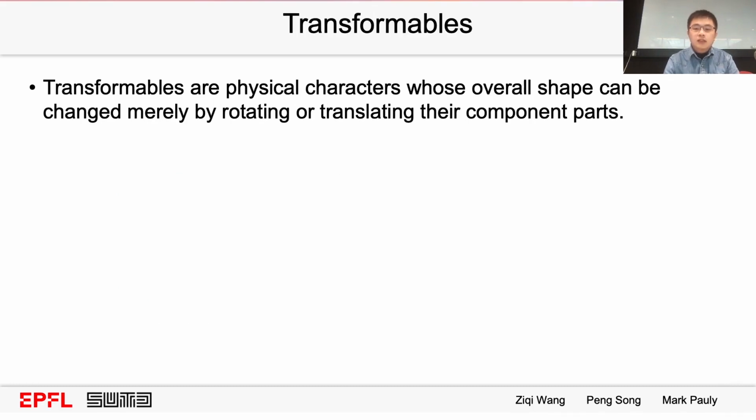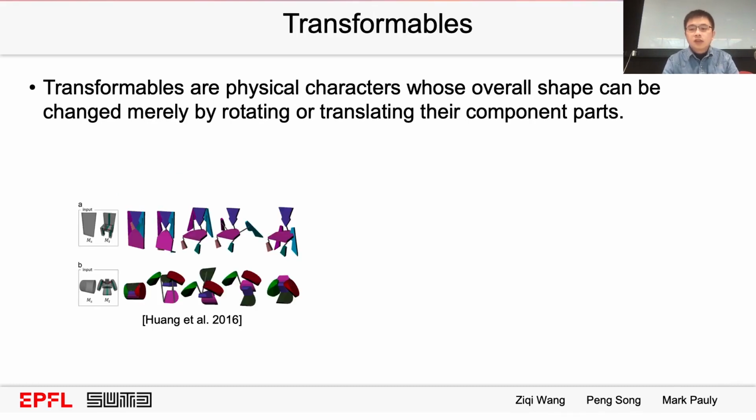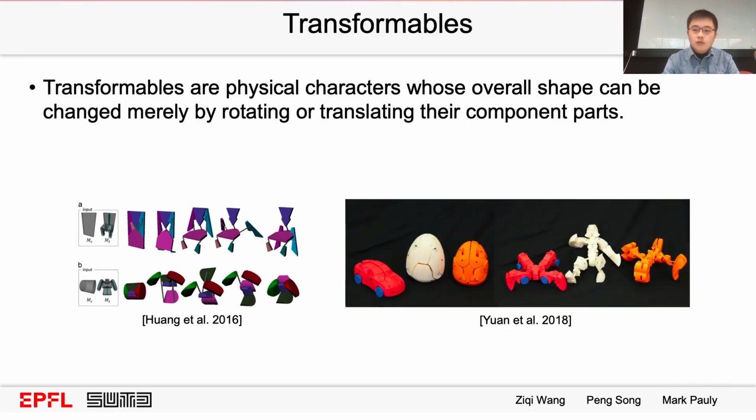The second class of hinged reconfiguration assembly is the transformables, which are physical characters whose overall shape can be changed merely by rotating or translating their component parts. Huang and their colleagues first designed transformables in a virtual setup, while Yuan and their colleagues made transformables that are physically fabricable by using 3D printing.